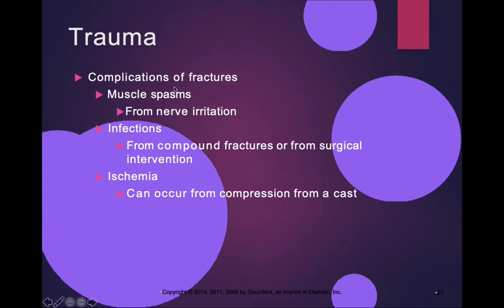Some of the complications of fractures: wherever there's trauma, muscles will go into spasm, and that can also happen from nerve irritation as well. Infections, right? If there's a compound or an open fracture, you can get an infection, or from surgical intervention, right? This takes place in a doctor's office or in a hospital setting, so it's loaded with bacteria and viruses in there, so you can get infections. Also, ischemia can result from compression, especially if there's improper fitting of a cast and it shuts down the blood supply.